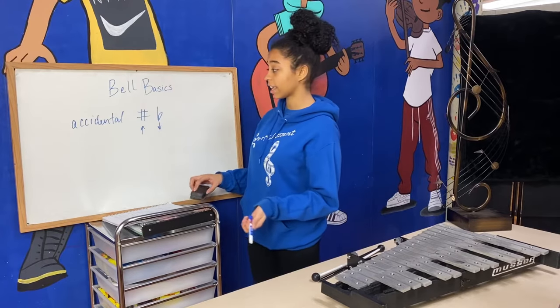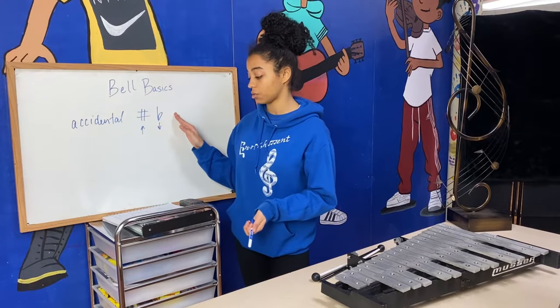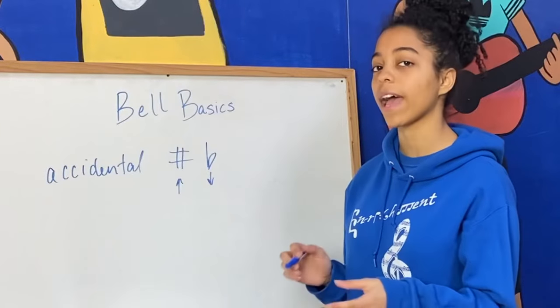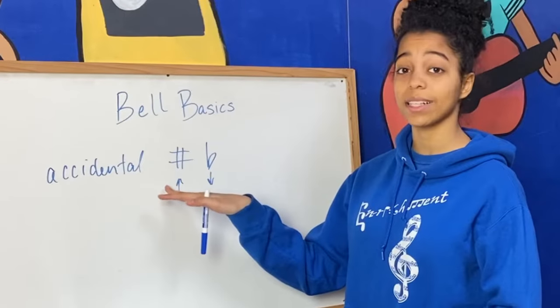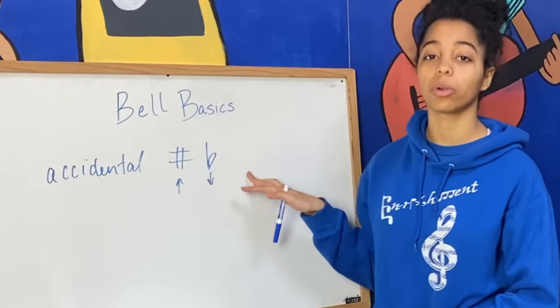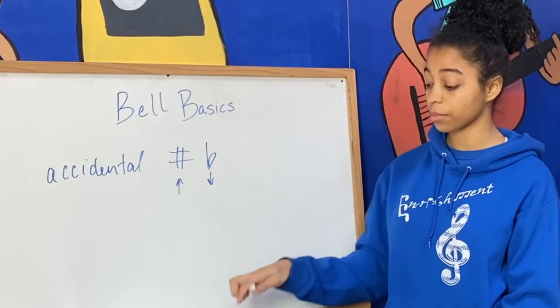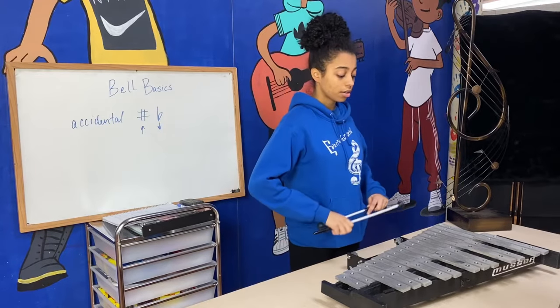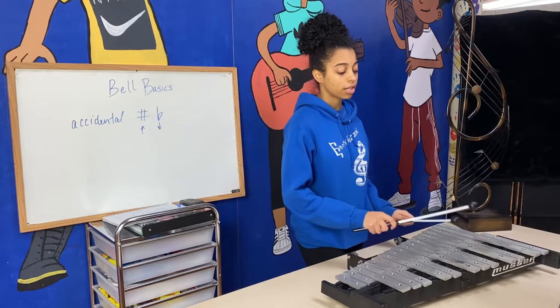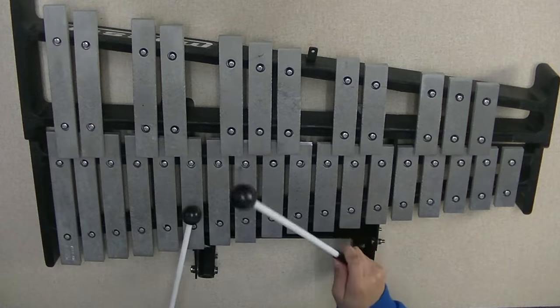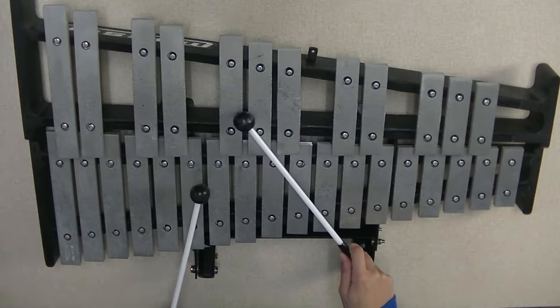Now when working in scales and we have our accidentals, it's important to know our half steps and whole steps. When you raise a note, you raise it by a half step. When you lower it, it's lowered by a half step. So on the bells, a half step is from one note to the next. So this is a half step.